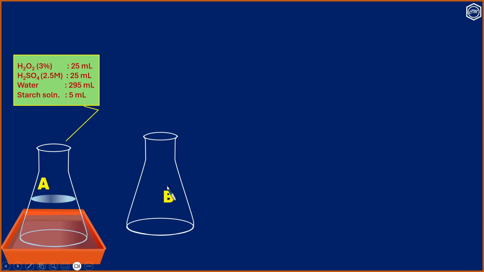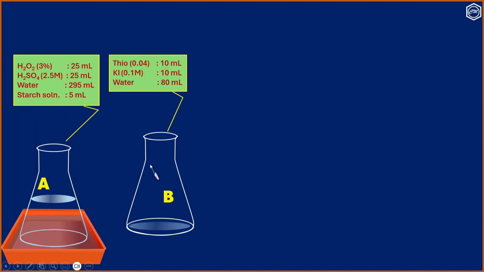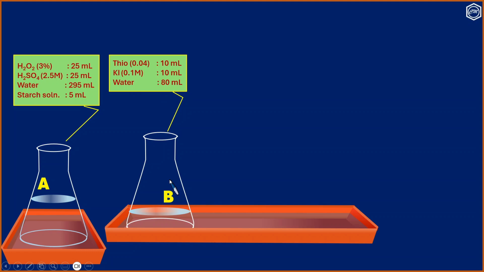Now take another flask labeled B, and to that we are adding thio 10 ml, potassium iodide 10 ml, water 80 ml, so that the total volume is 100 ml. Place that flask also in a water bath maintained at room temperature and mix the solutions by stirring.